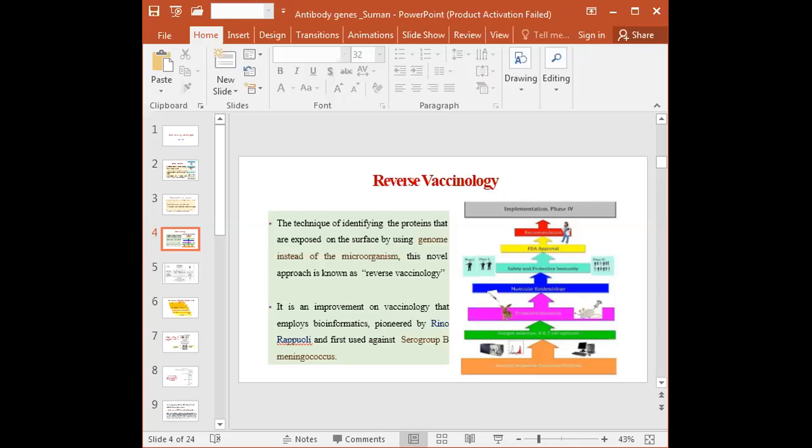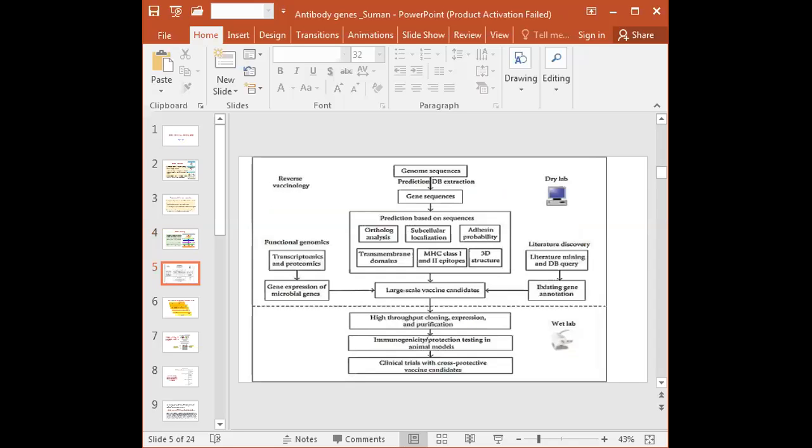So this particular technology was first identified by Rino Rappuoli, and it was first used against serotype B of meningococcus. So this is the flow of reverse vaccinology, from genome analysis to clinical trial. In most cases we are using the dry lab, not the wet lab. And only for the high throughput cloning, expression and purification, we are using the wet lab. Then immunogenicity checking in animals as well as in clinical trials, with cross-protective vaccine candidates, we have to do using the wet lab.